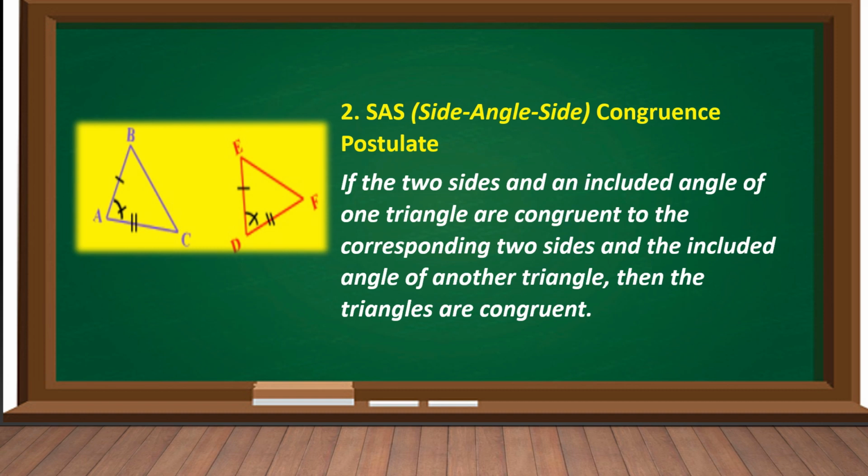We can say that the triangles ABC and DEF are congruent triangles since the two sides and an included angle of triangle ABC are congruent also to the corresponding two sides and the included angle of triangle DEF. That is our second congruence postulate, known as the side-angle-side congruence postulate.